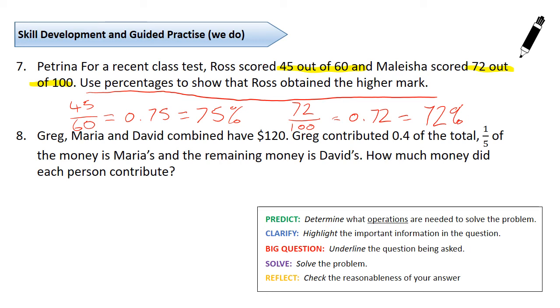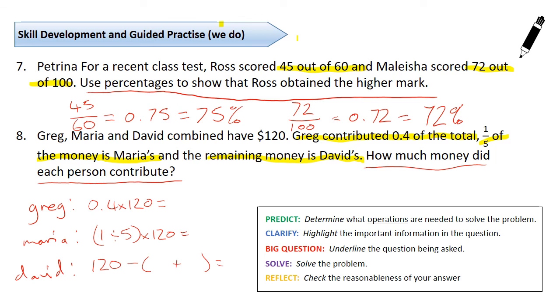Right, Greg, Maria, and David combined have $120. Greg contributed 0.4 of the total. 1/5 of the money is Maria's, and the remaining money is David's. How much money did each person contribute?